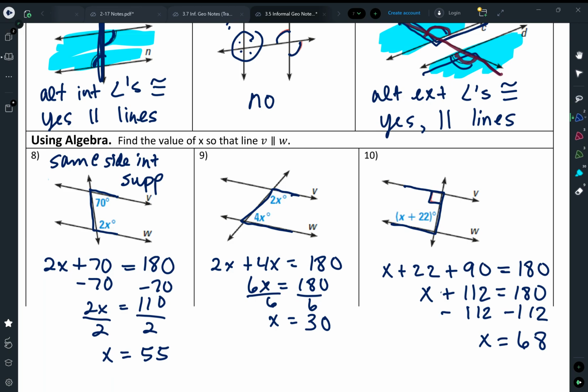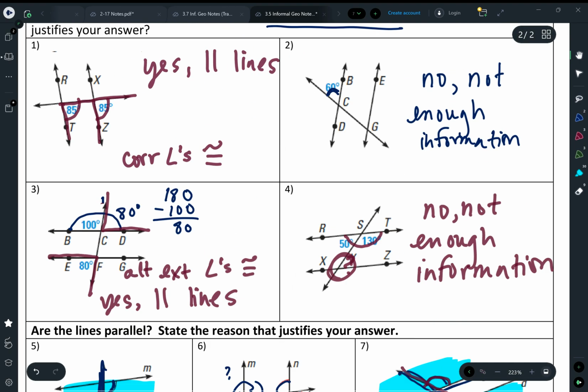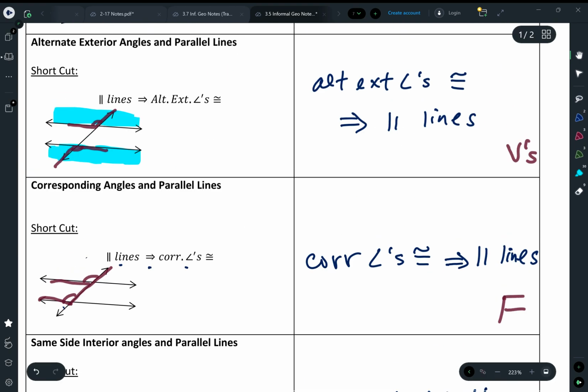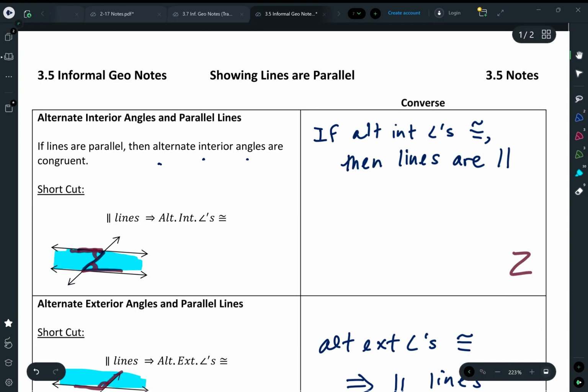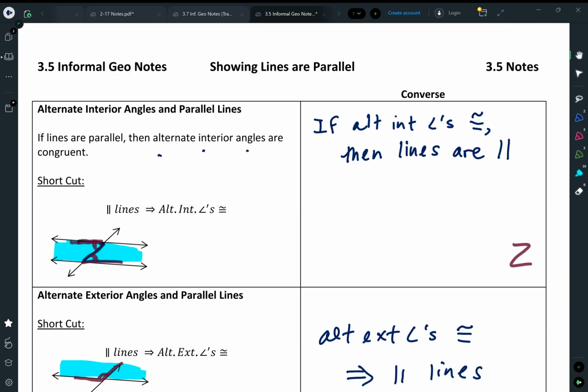So these are our notes from today. We are just really continuing what we've learned about all these different angle pairs. And again, today we're working backwards. So instead of starting out with parallel lines and then finding all the equal angles, now we're working backwards and saying if we have these equal angles, are our lines parallel or not? So as always, if you have any questions, please make sure that you're asking them.